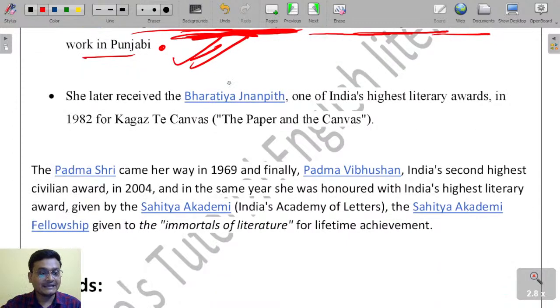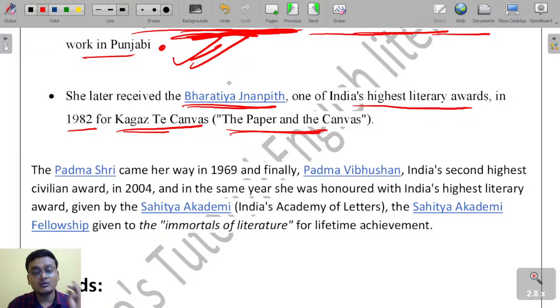And she later received the Bharatiya Gyanpith, one of India's highest literary awards, in 1982 for Kagaz Te Canvas. So another important word is Kagaz Te Canvas. It is translated into English as The Paper and the Canvas. So one first word is the Skeleton, Sunehade, and here the Paper and the Canvas. So she later received the Bharatiya Gyanpith Award as well, one of India's highest literary awards, in 1982 for Kagaz Te Canvas, or the Paper and the Canvas.